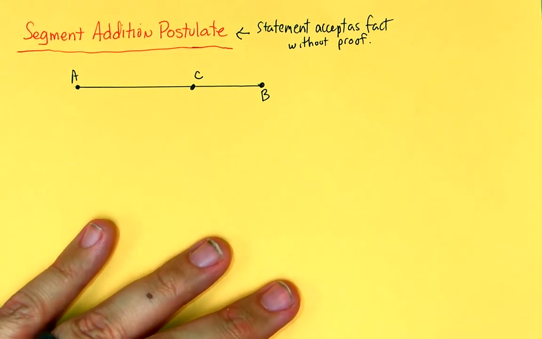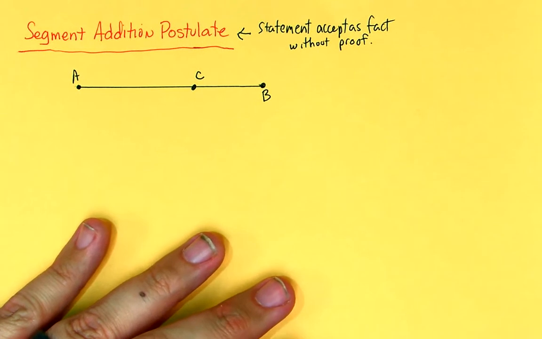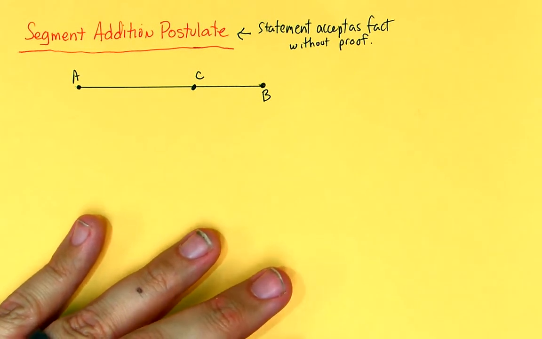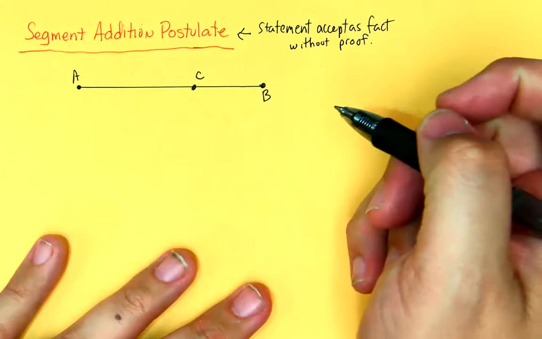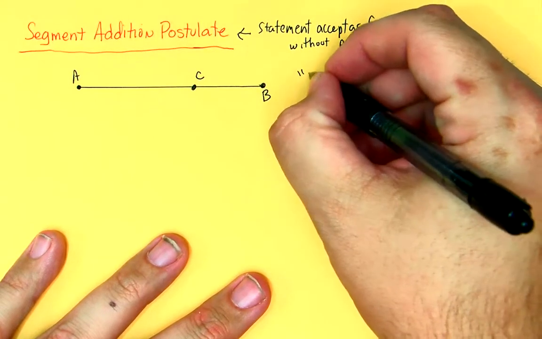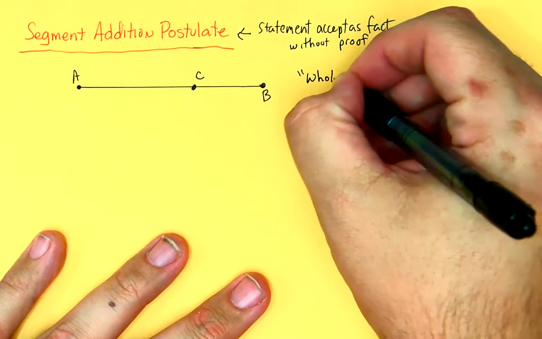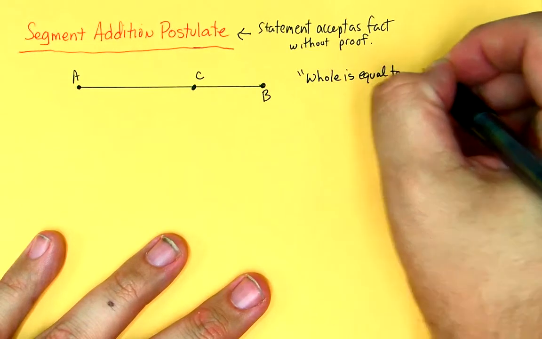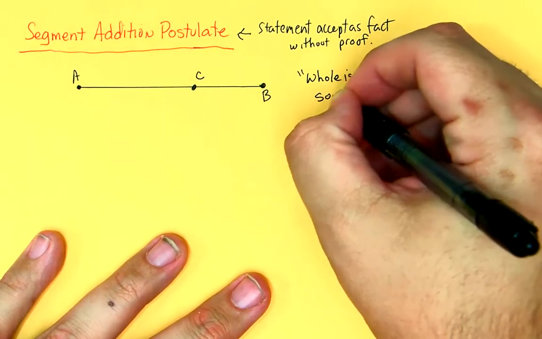That thing's called the theorem. That's just like in science, it's a hypothesis that we have to test. Right now, the segment addition postulate isn't testing. We're not going to test it because it's true. Now, think of this: the whole is equal to the sum of the parts.